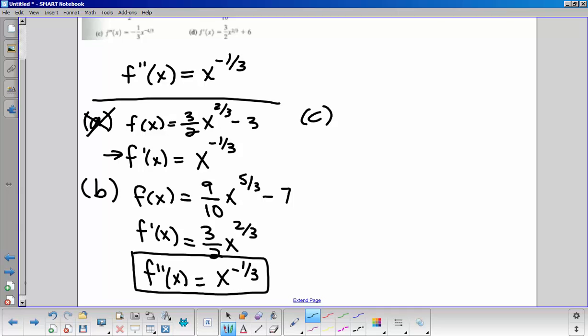So what's C here? F triple prime of x is equal to negative 1/3 x to the negative 4/3. That's the third derivative. How do I go backwards? You just add 1 up here. So that's negative 1/3.